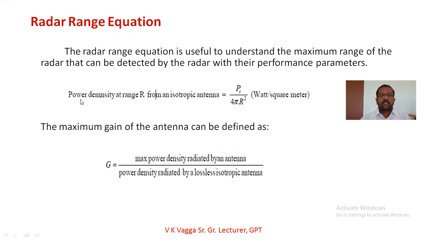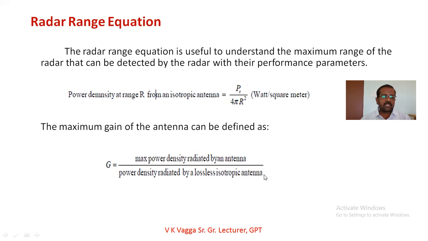Understood? Okay, the power density at the range R from an isotropic antenna is given by PT divided by 4 pi R square. I think you know that 4 pi R square is the area of the sphere, nothing but the antenna. PT is the transmitted power. And the gain is given by the equation: maximum power density radiated by an antenna, divided by the power density radiated by the lossless isotropic antenna.